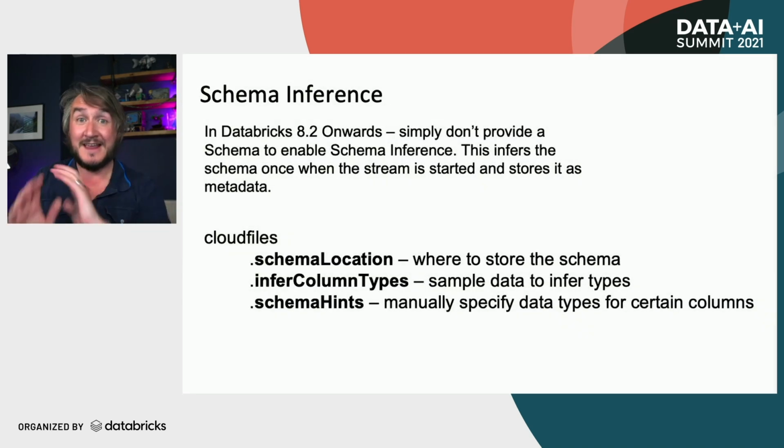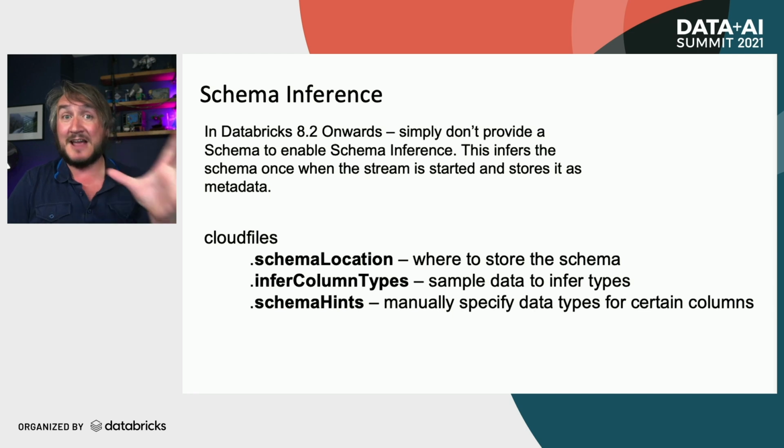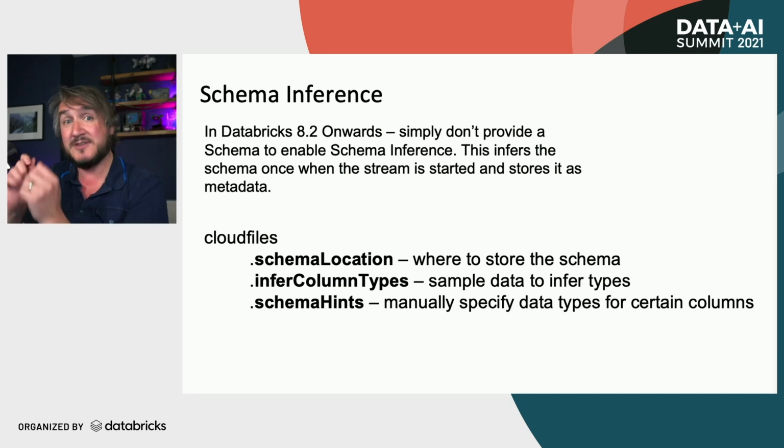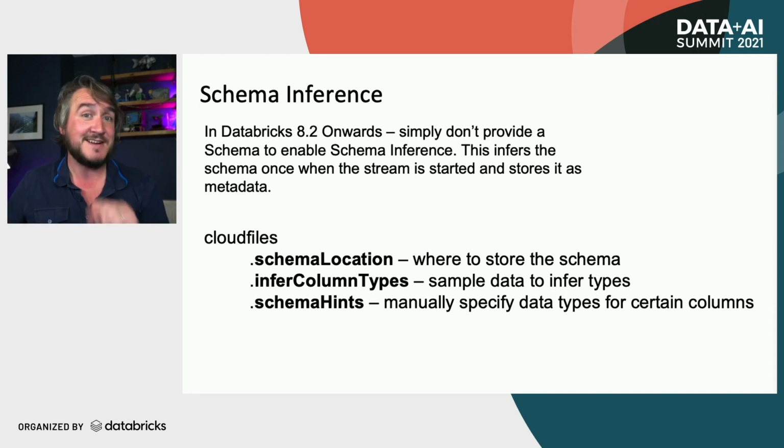So schema inference is brand spanking new as of the point of recording. Databricks runtime 8.2, which is currently the most recent Databricks runtime, allows you to turn off that schema input into a data frame, and allows you to do schema inference. So when you start that Autoloader stream, it'll take a look at the file and go, oh, that's what it looks like, and generate a schema for you. The same way if you're doing a normal data frame and you turned on the infer schema option, it allows you to do the same thing, but inside of a stream. And that's super, super useful.